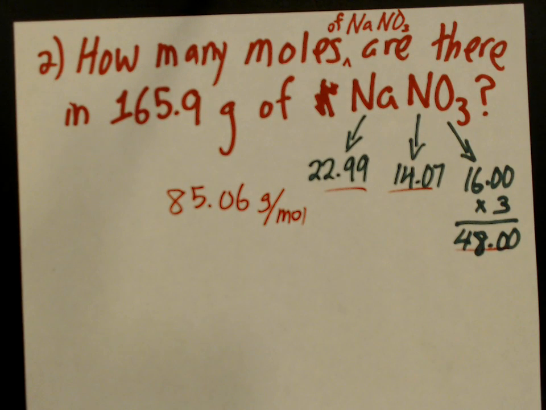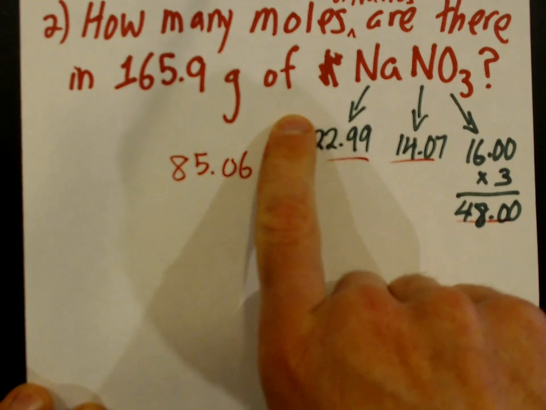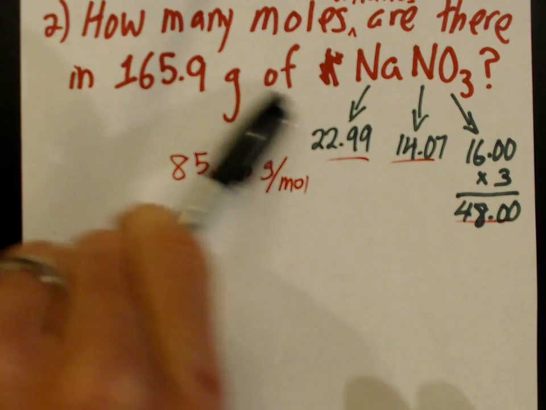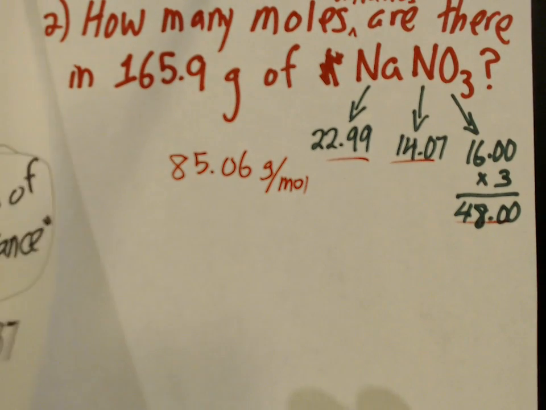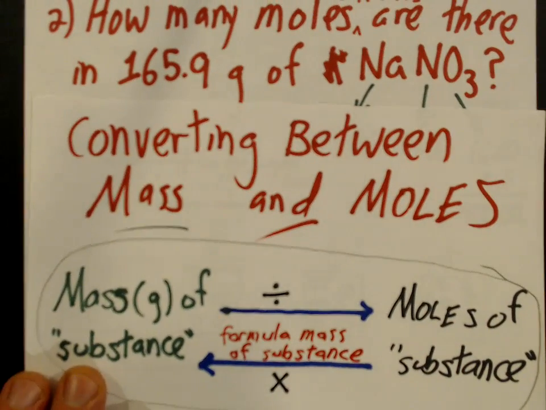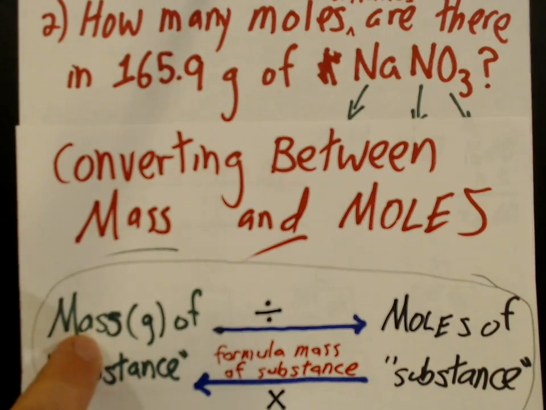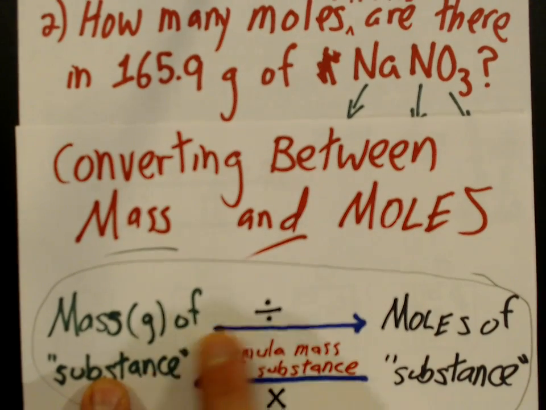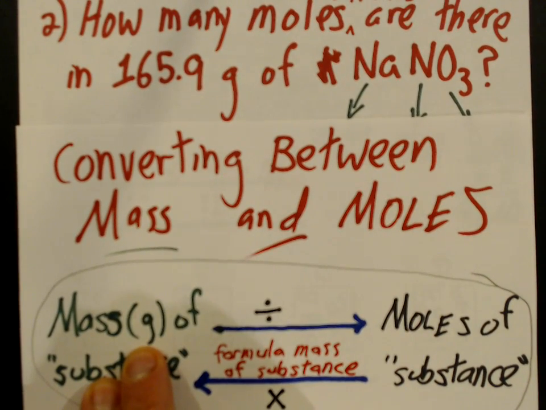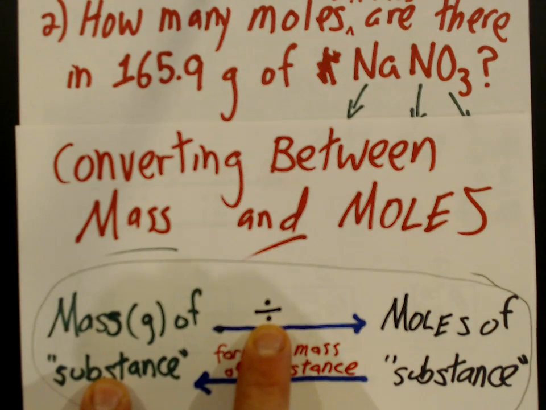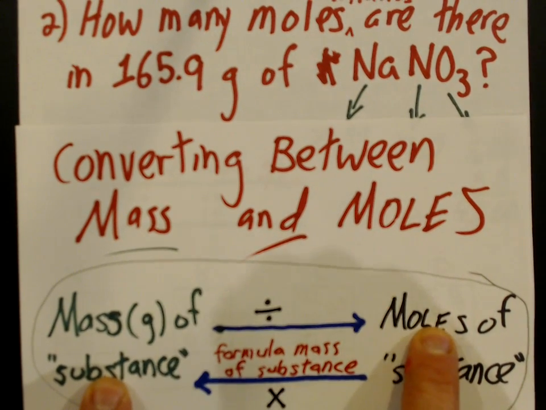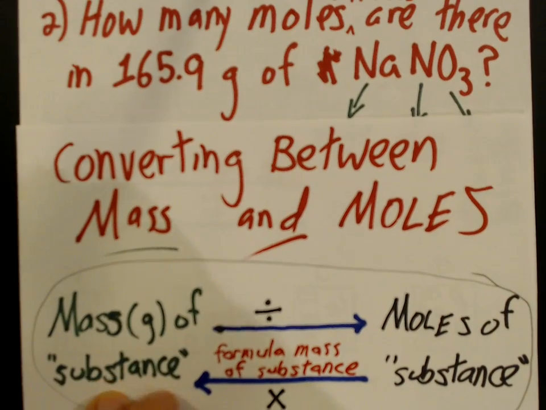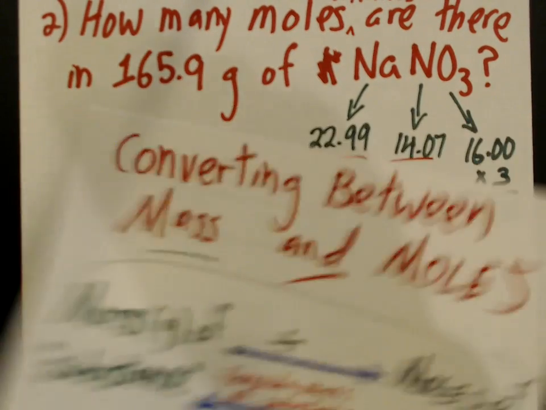Now, with the formula mass at hand, we can answer this question. How many moles of sodium nitrate are there in 165.9 grams of it? Again, we consult our diagram. The given quantity is grams, and we are asked to determine the number of moles. How do we go from grams to moles? We take the mass that's given and divide by the formula mass, and that will tell us moles. The mass given in the question goes in the calculator first. It is the mass divided by the formula mass. So don't mix that up.